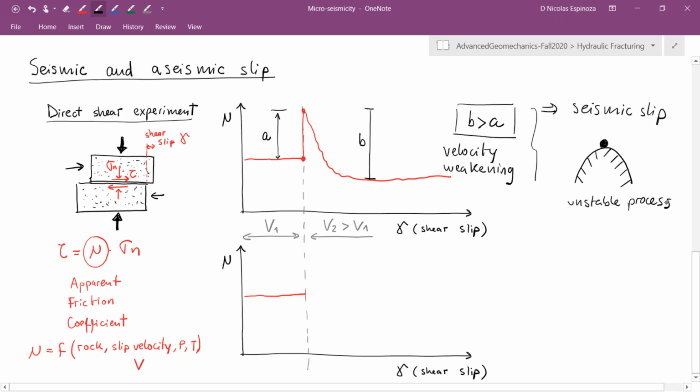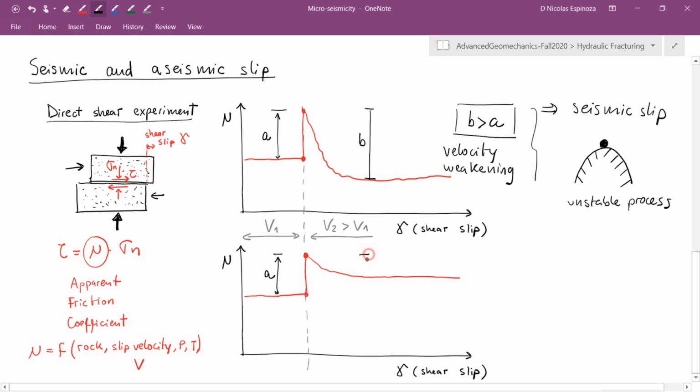All right, let's see the other possibility. There are some cases in which, when the velocity is increased, as I told you before, the apparent friction coefficient is going to increase, but when it stabilizes, the apparent friction coefficient may be larger than what it was before at velocity v1. And in that case, the coefficient A is going to be now larger than B.